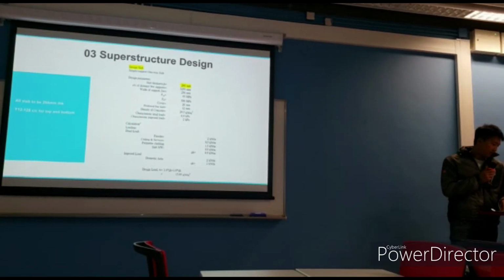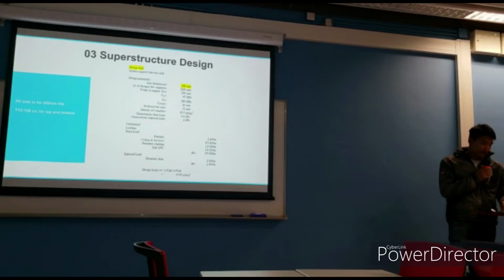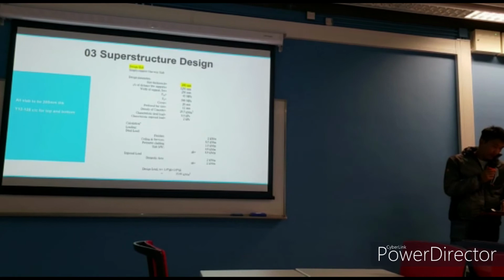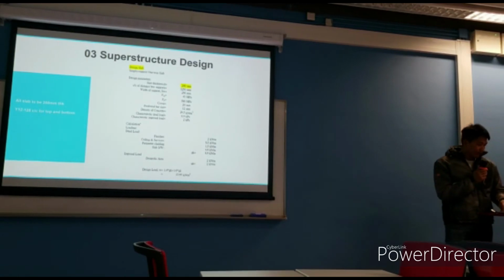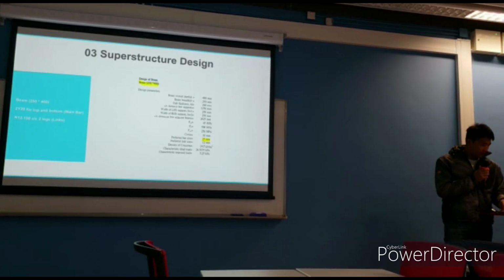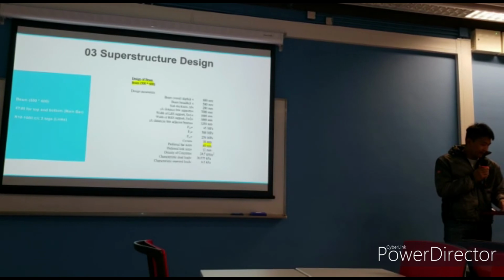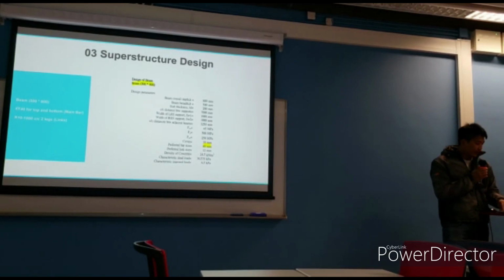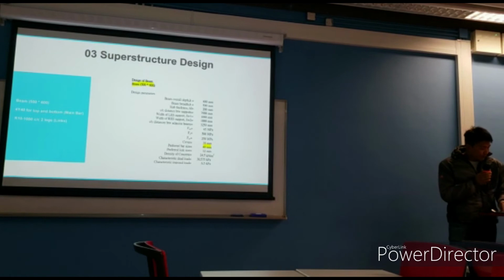And this is the RC design for the slab. All the slabs will be 200 mm thick, using Y12 steel bar at 125 mm spacing for top and bottom. And for the beams, we have decided on two main beams. One is 250 times 400, using 2 Y20 steel bars for top and bottom. Another is the 500 times 600 beam, using 4 Y40 bars for the top and bottom as the main bar.